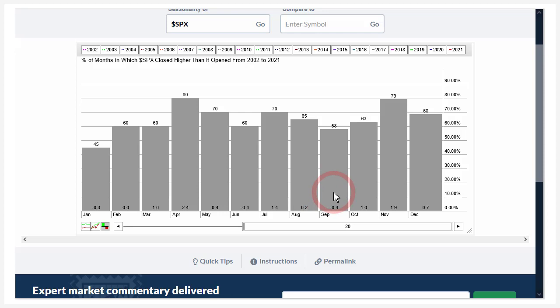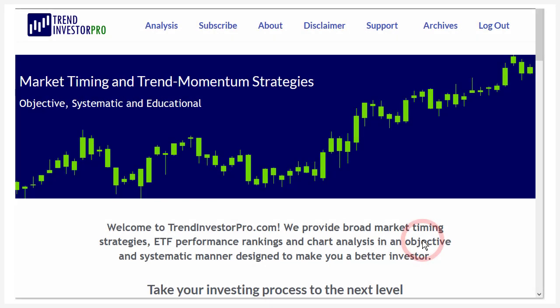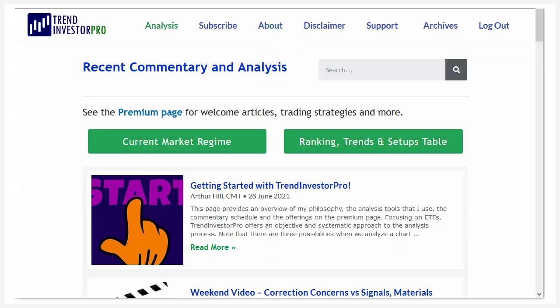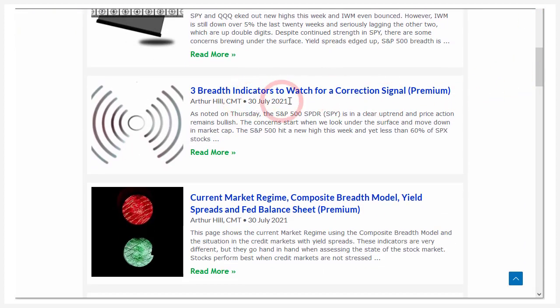And I want to show you another take on seasonality using some of the indicators I put together at Trend Investor Pro here. So here's the home page for trendinvestorpro.com. And here you see it, objective, systematic, educational. And on the main analysis page here, I put out an article last week. And I'm watching 3 breadth indicators because there are lots of warning signs out there of a potential correction. One of them is seasonality. I also took a look at junk bonds relative to treasuries, stocks relative to treasuries, and then 3 breadth indicators to watch for an actual signal.